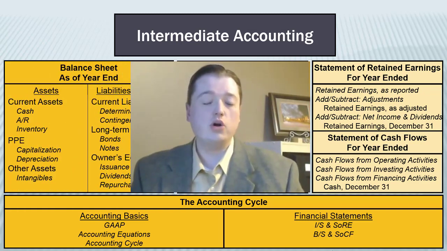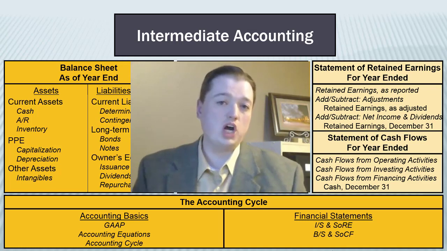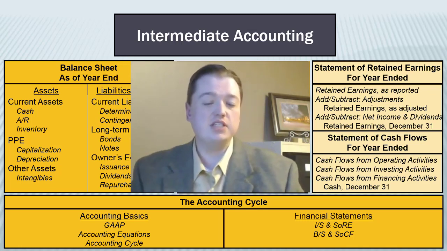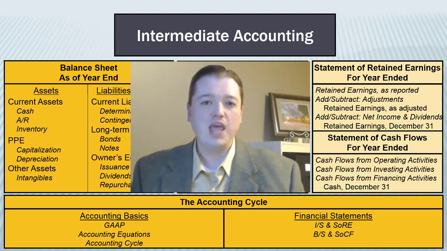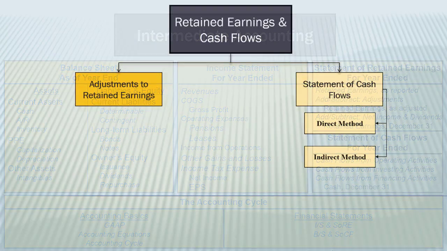Then, as we wrapped up our discussion of the income statement, we started our discussion of the last two financial statements, which were the statement of retained earnings, which we talked about in our very last set of discussions. And now we're moving on to the statement of cash flows. And that's where we're headed over this last piece of our intermediate course. And we're going to break our discussion down into two basic pieces.